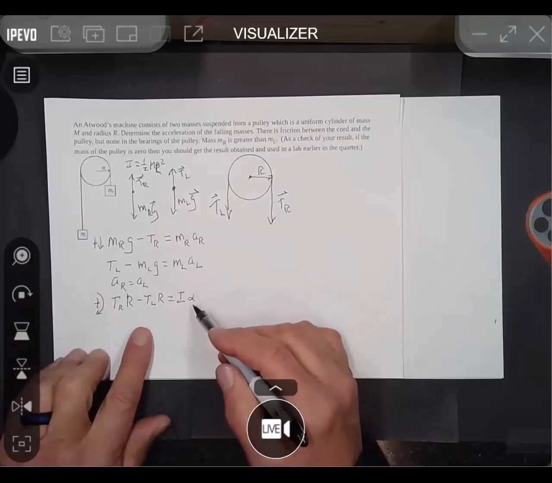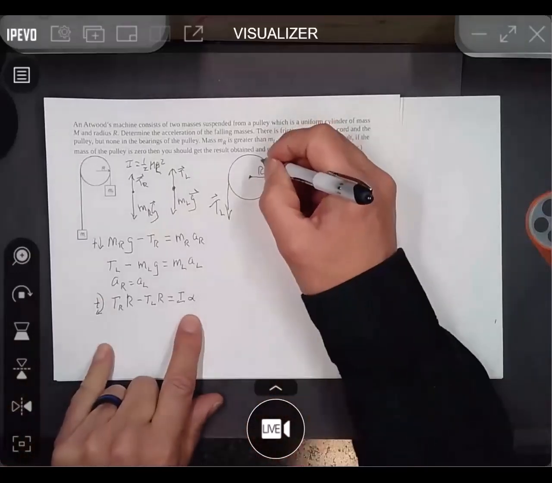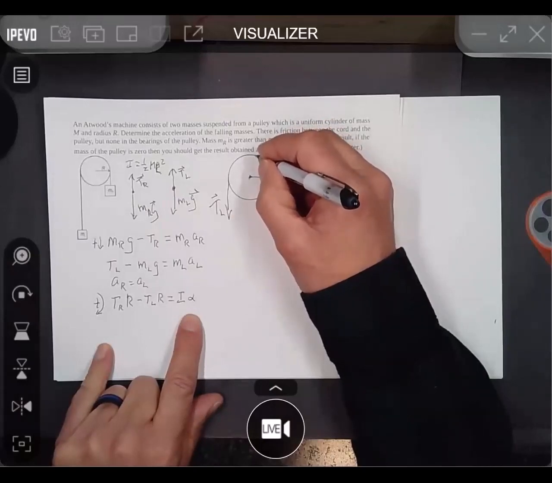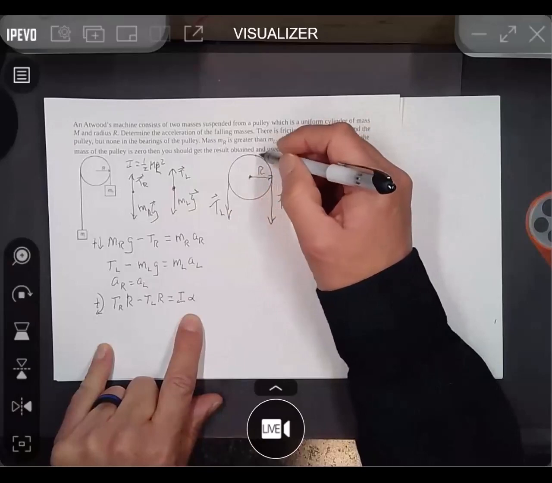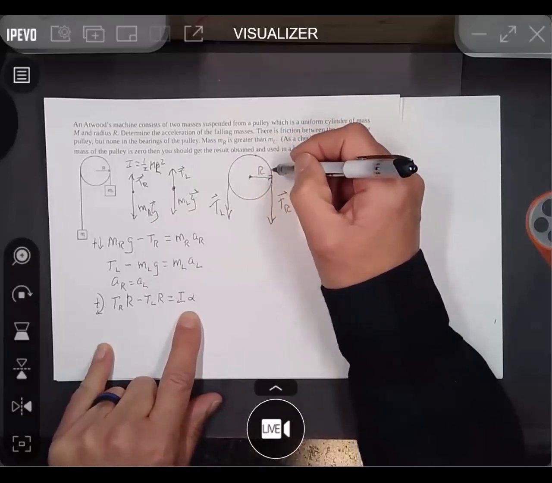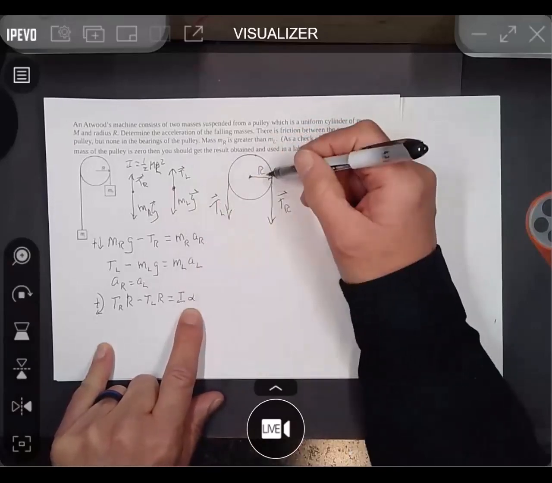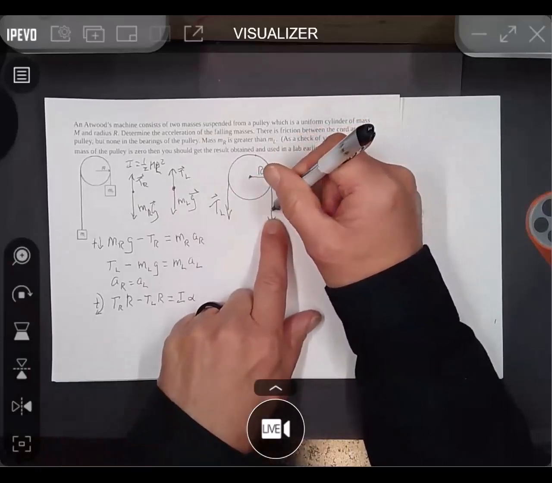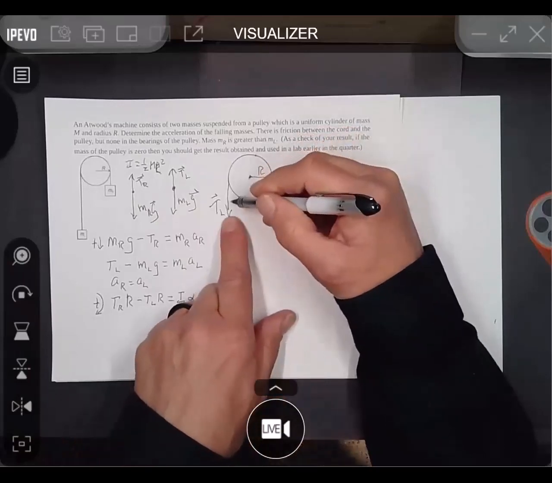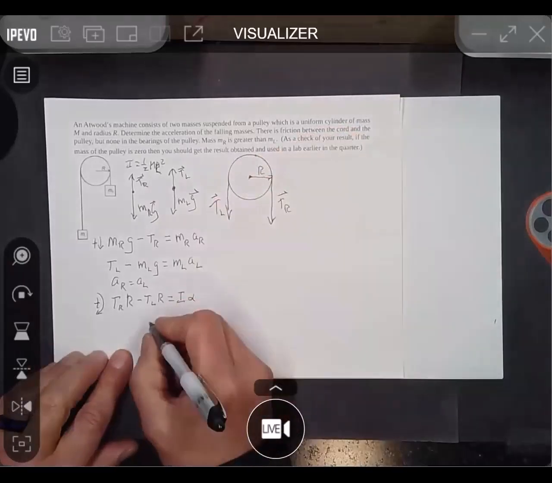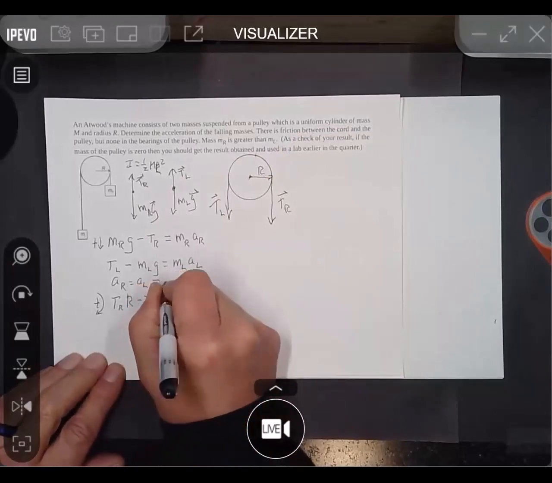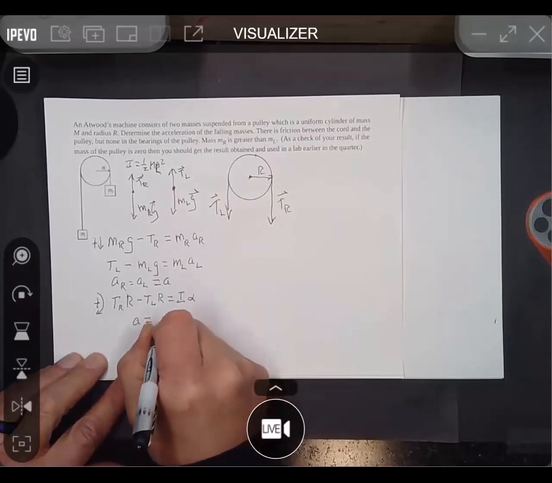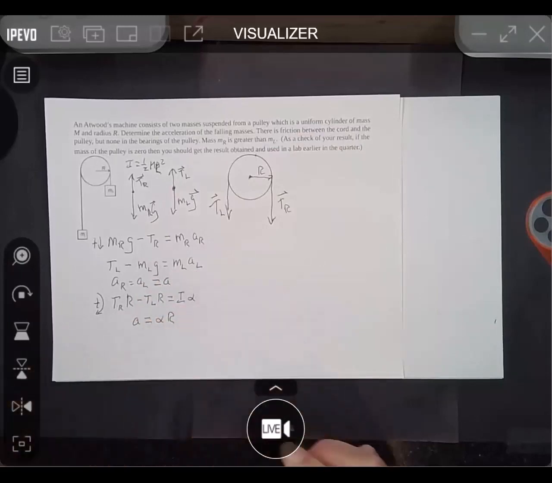But there's one other relation that I can use, and that is that for a point on the rim of this pulley, or on the cord that's on this thing, its acceleration will equal alpha times the radius. And so that'll actually be the acceleration for T sub R as well, and the acceleration for T sub L upward. And so I'll just call these A, but the acceleration will equal alpha times capital R.